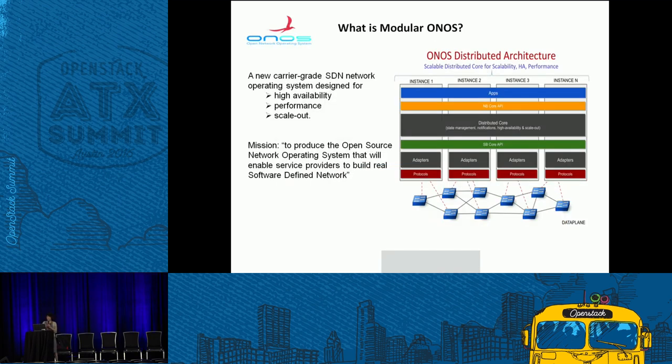Here is the ONOS architecture. Its key characteristic is that it is a distributed architecture. By distributed, what we mean is that it has multiple ONOS controller instances. Those instances combine together to form a cluster. From an external point of view, it feels like just one ONOS controller instance, but internally there are multiple, and they coordinate with each other to sync information, to support the scalability requirement. Northbound it has a northbound core API, then a distributed core, which is the key part, and then a southbound core API, which can interface with different adapters to support different protocols talking with data plane components.